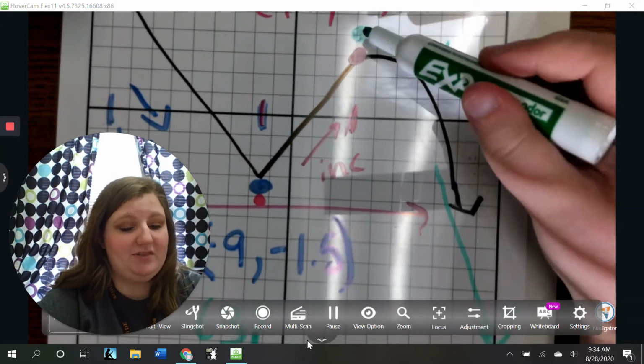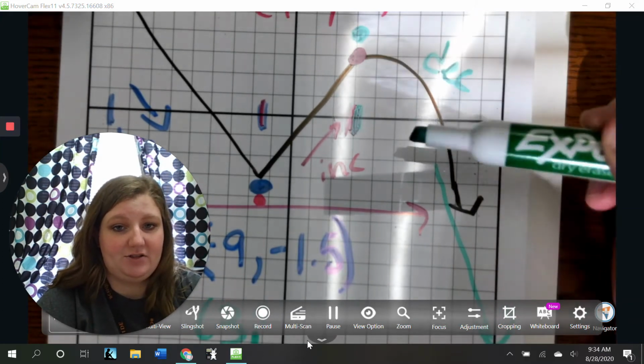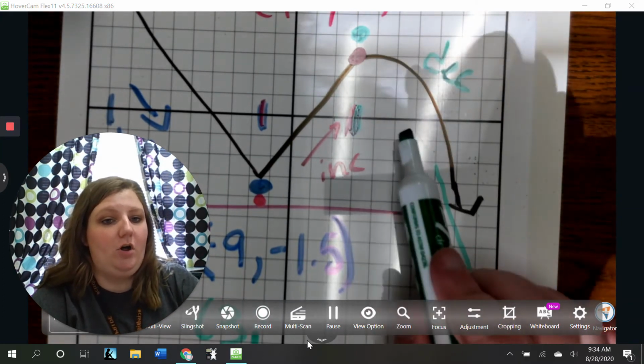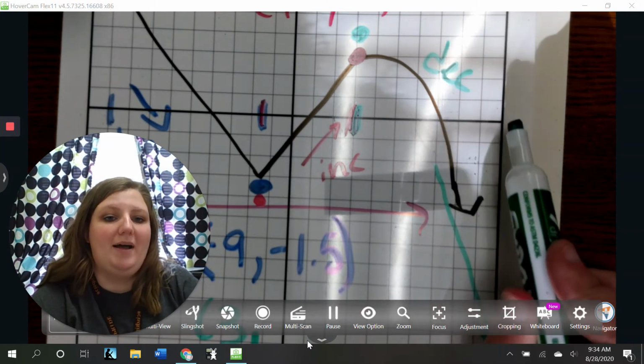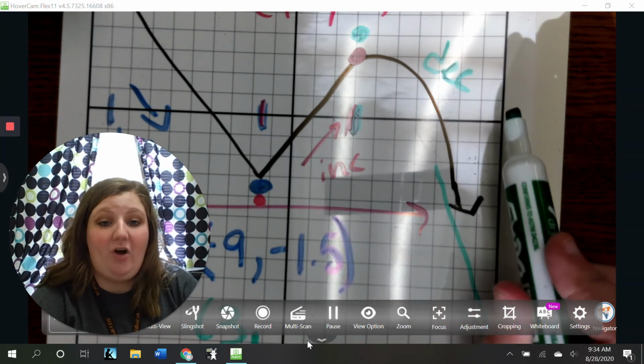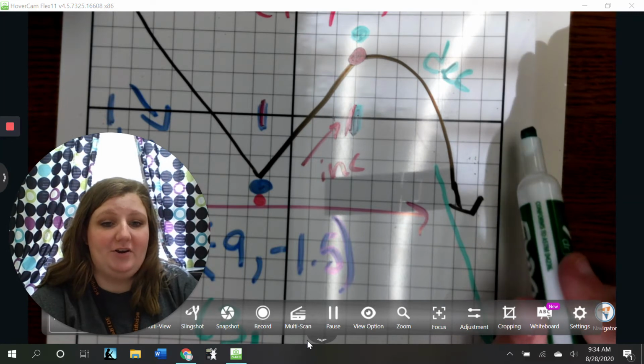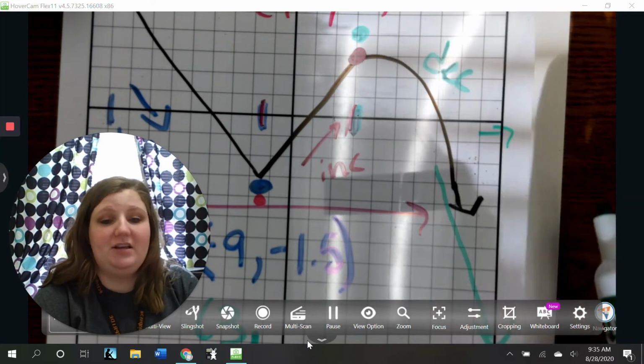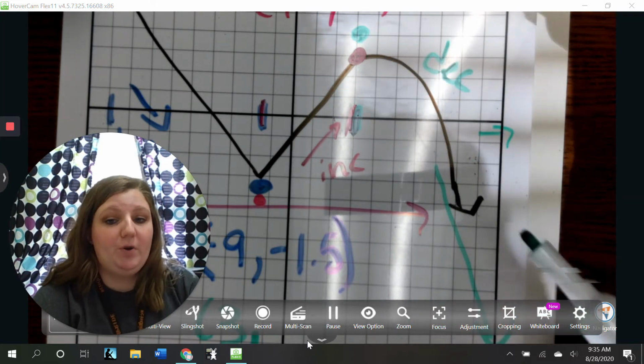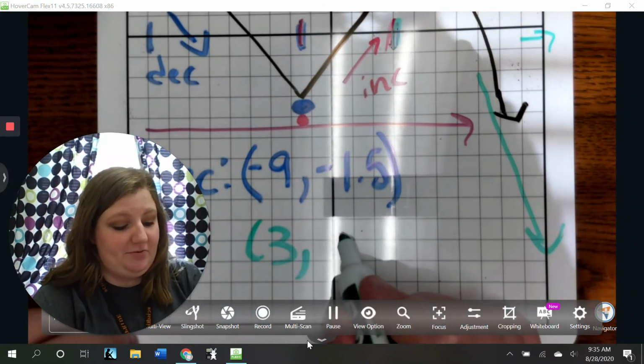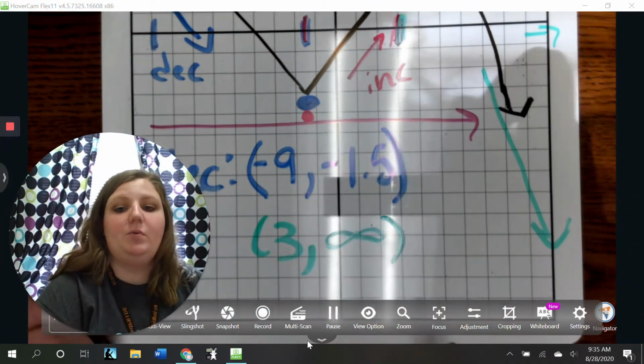So we know that this x value right here is 3. And then we need to go all the way over to the right and figure out what the x value would be all the way over here. So all the way over here, as we keep going off the edge of our screen, or off the edge of our paper, we're going to positive infinity. So from 3 to infinity, we are decreasing.